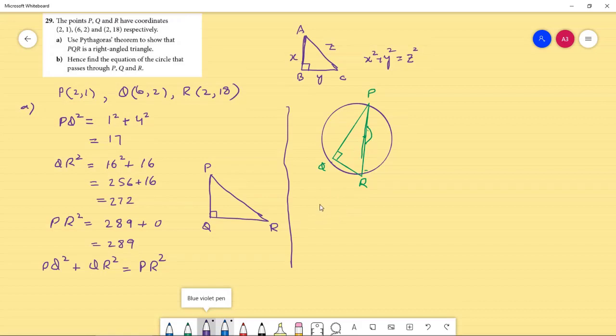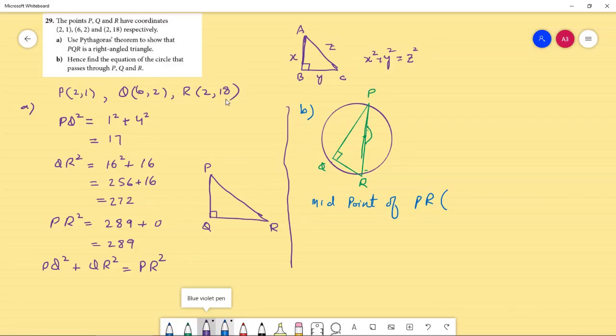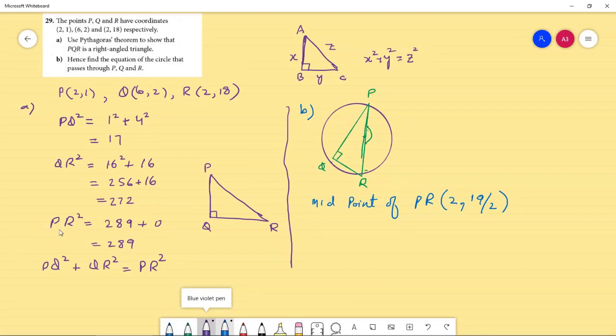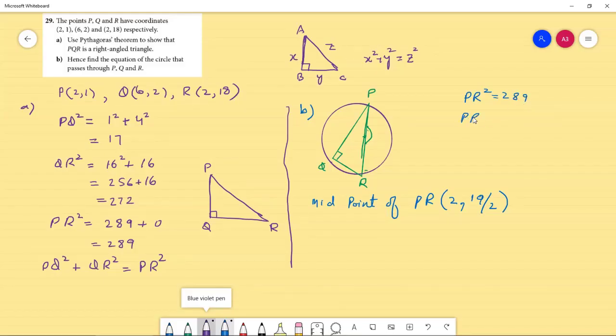For the center, this is part B, the midpoint of PR: 2 plus 2 divided by 2, 4 by 2, that is 2. Then 18 plus 1, 19 by 2. So the center is 2 and 19 by 2. Now we have to find the radius. This is PR square, and we know it is 289. For the radius, because PR square is equal to 289 and the diameter is PR, the square root of 289 divided by 2 is equal to the radius.